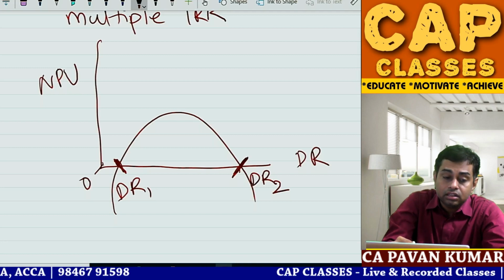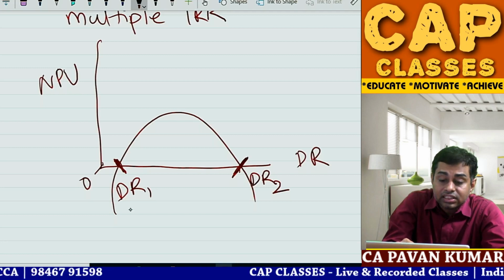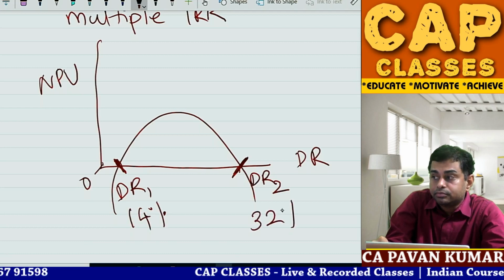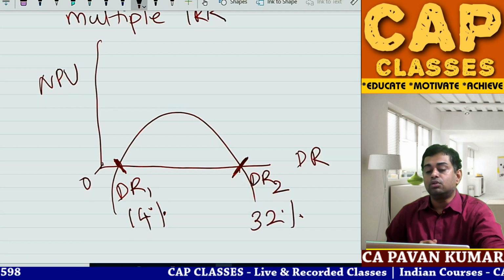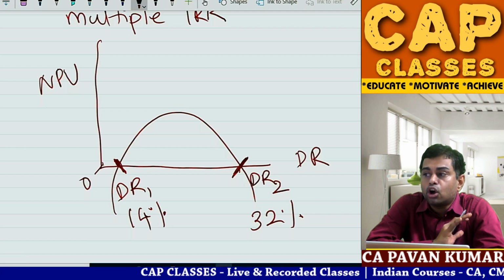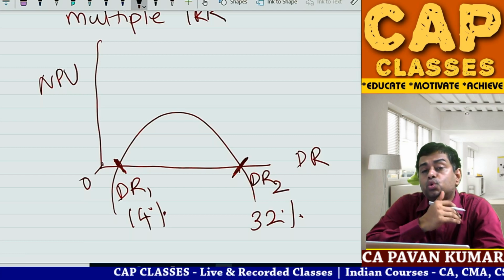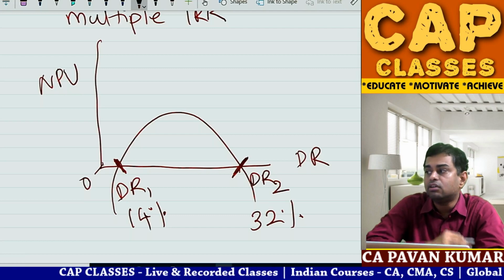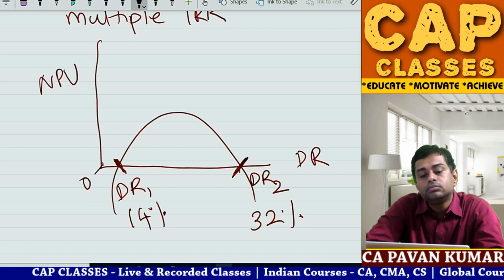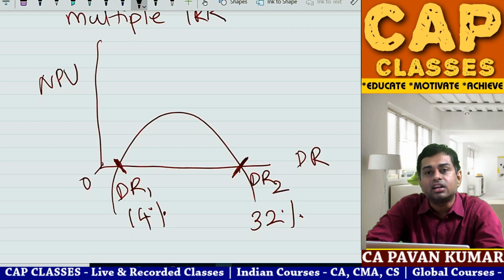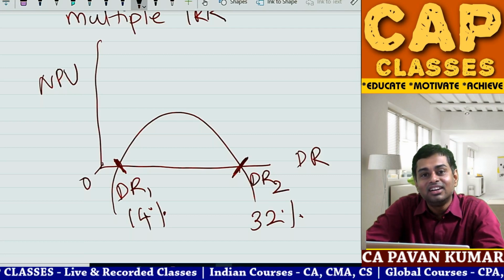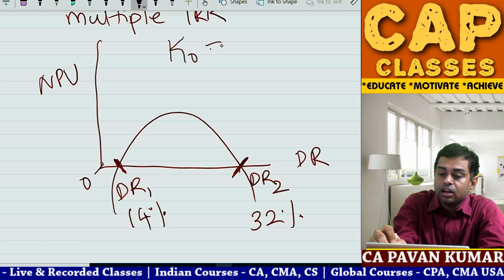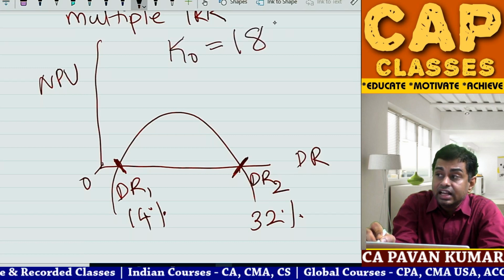Now imagine DR1 is say 14%. DR2 is say 32%. Now the student will ask a doubt: sir, if the project has two IRRs, first IRR is 14%, second IRR is 32%, what is your problem? Let the project enjoy 2-3 IRRs, no? My problem is, imagine the cost of capital of the project is 18%.